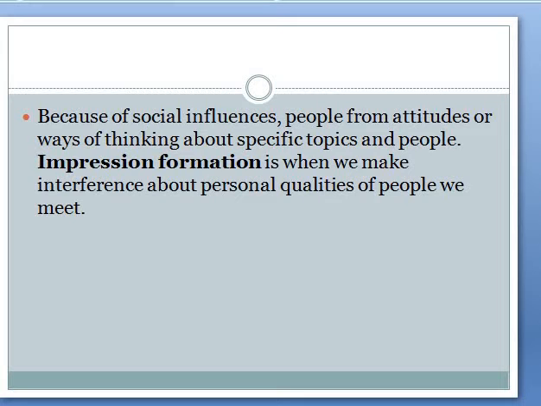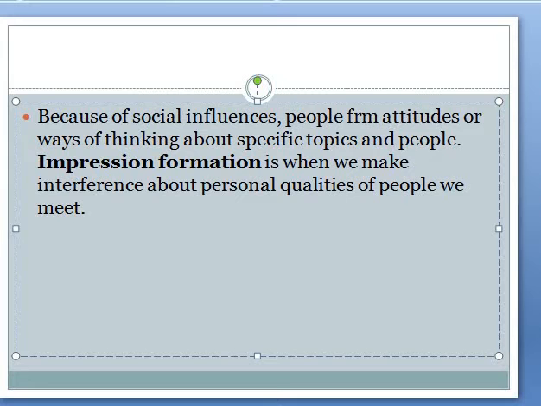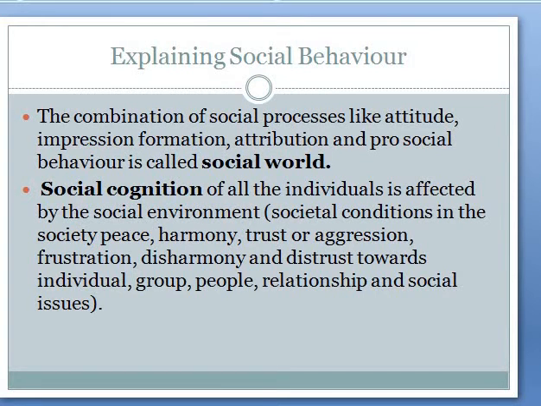People form views or attitudes about people and about different issues in life that exist in the form of behavioral tendencies. When we meet people, we make inferences about their personal qualities. This is called impression formation. Because of social influences, people form attitudes or ways of thinking about specific topics and people. So next, the combination of social processes like attitude, impression formation, attribution and pro-social behavior is called social world.